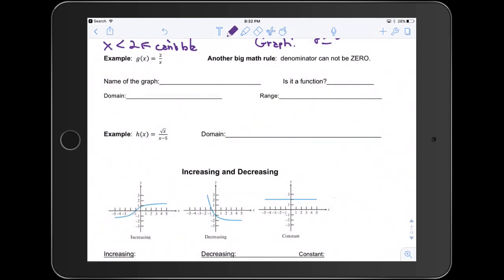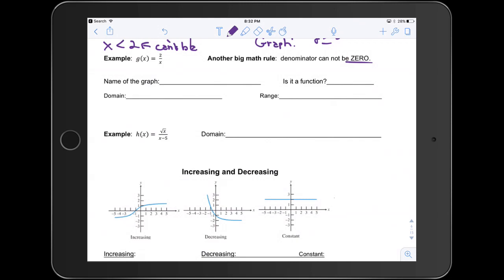Okay, so it says g of x is equal to 2 over x. Here's another big math rule: the denominator cannot be 0. Otherwise, folks, you have an undefined function. If you take 2 divided by 0, or any number divided by 0, it's going to be undefined in your calculator, or it'll error. That'll be true until you get to calculus, by the way. In calculus, we talk about L'Hopital's rule and how we can still deal with that. But anyway, there's always more math to learn, right?